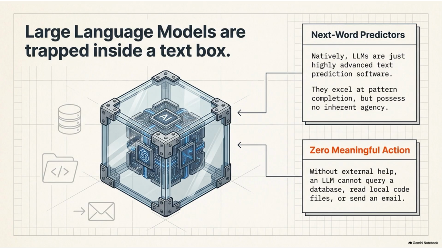Without external help, a model cannot query a database, read your local code files, check the weather, or send an email. It knows how to think in language, but it has no hands to interact with the physical or digital world. To make an AI truly useful in an enterprise environment, we have to build bridges out of this text box. But until recently, building those bridges was an engineering nightmare.